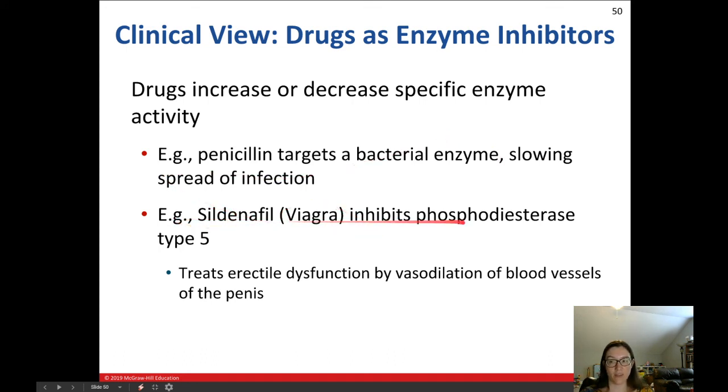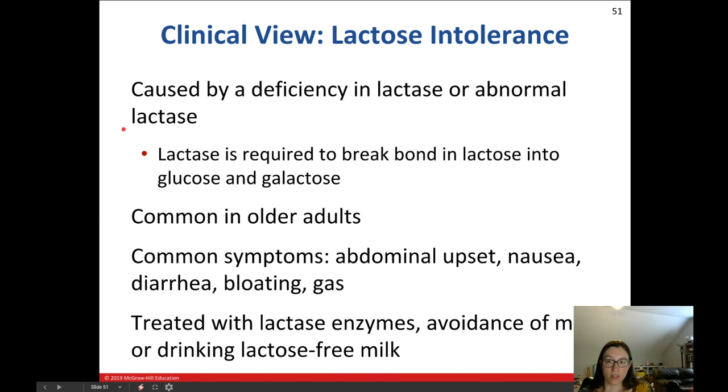Sildenafil, or Viagra, inhibits phosphodiesterase type 5, right? And phosphodiesterase type 5 is a specific type of enzyme, and by inhibiting that enzyme, it's going to cause vasodilation of the blood vessels in the penis. So a lot of drugs are going to target enzymes and either make them more or less effective. And so, for example, lactose intolerance, right?